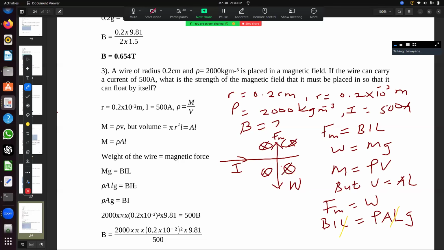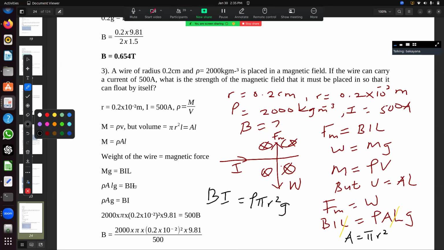You remain with the area. How do we get the area? We know the radius, so area is pi r squared. Substitute the radius. So we have B I is equal to density times pi r squared times acceleration due to gravity. So the question is, are we given I? Yes. The density we have, the pi you can substitute, the radius we have, the g we have. So you can get B in Tesla. That is the strength of the magnetic field.